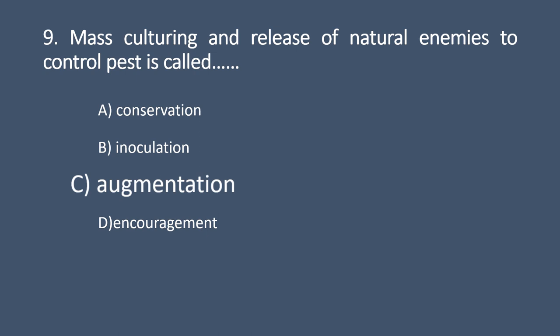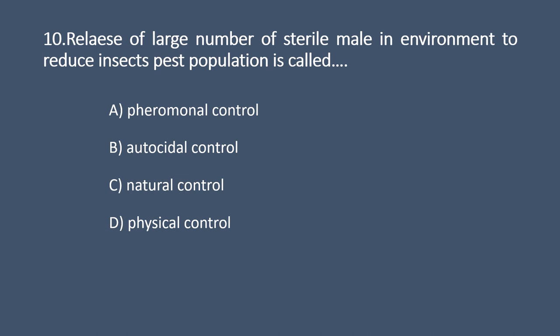Next, release of large number of sterile male in environment to reduce the insect pest population is called? Options are pheromonal control, autocidal control, natural control, and physical control. In pheromonal control, we use synthetic pheromones to control the insect pest. In autocidal control, we use the sterile male. In natural control, we use pathogens, parasites, predators, all these natural enemies.